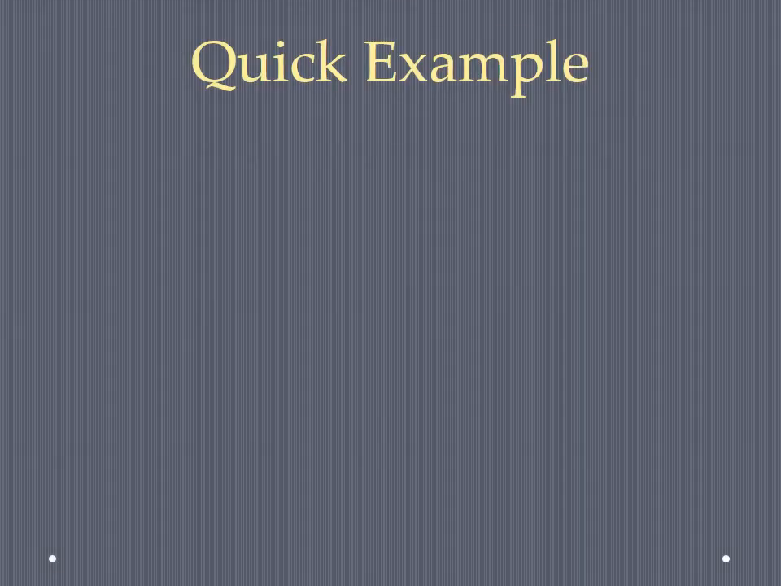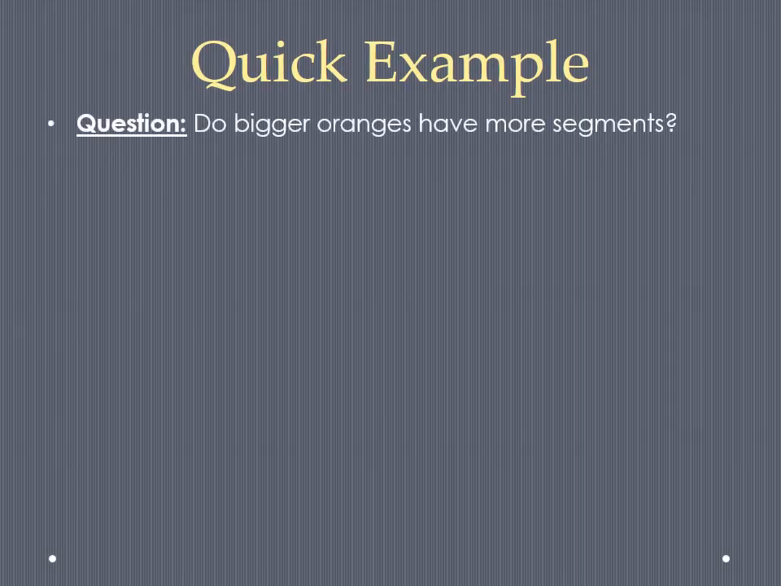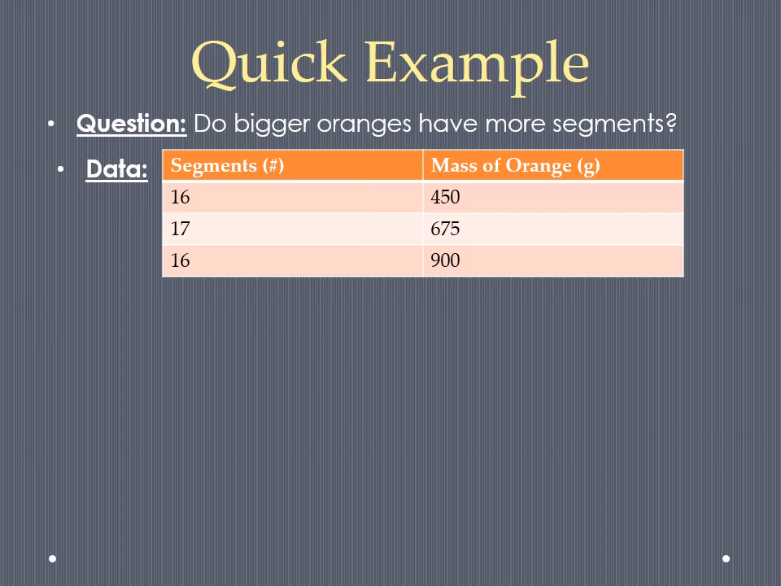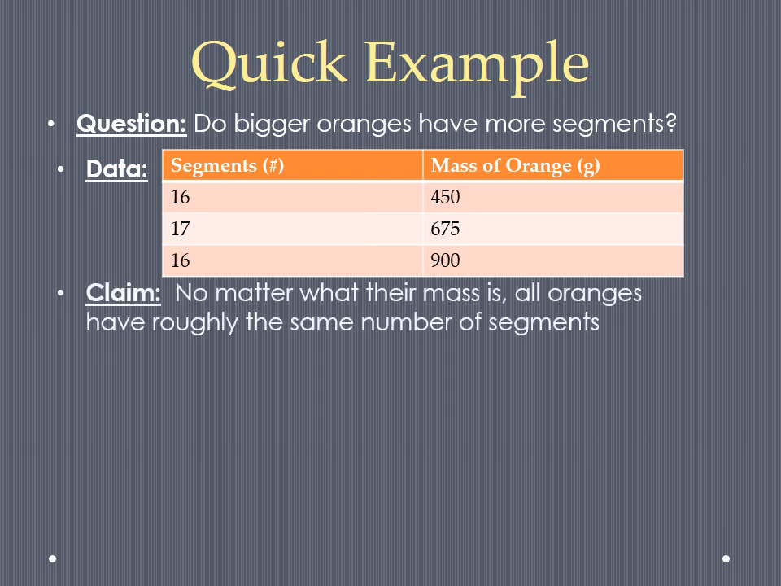So here's a quick example. We start with our question. Do bigger oranges have more segments in them? Here's your data that you collected from an experiment you conducted. So here's a couple of different oranges, 3 to be exact, with different masses. And the segments that each of them had were 16, 17, 16. Pretty similar. Here's your claim. No matter what their mass is, all oranges have roughly the same number of segments.